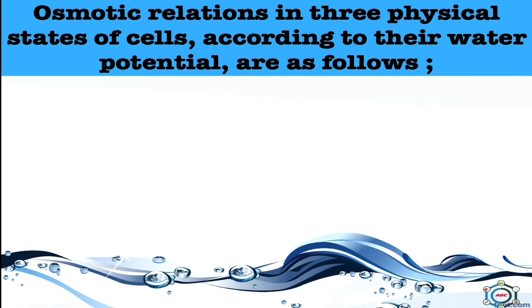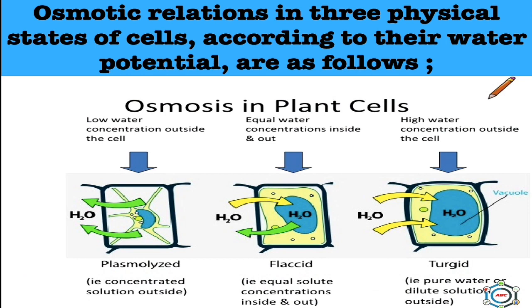So, what are these? At first, in case of a fully turgid cell, the net movement of water into the cell is stopped. Here in this picture, you can see the fully turgid cell structure, the last one. So, the cell is in equilibrium with the water outside. The water potential in such a case will be 0.